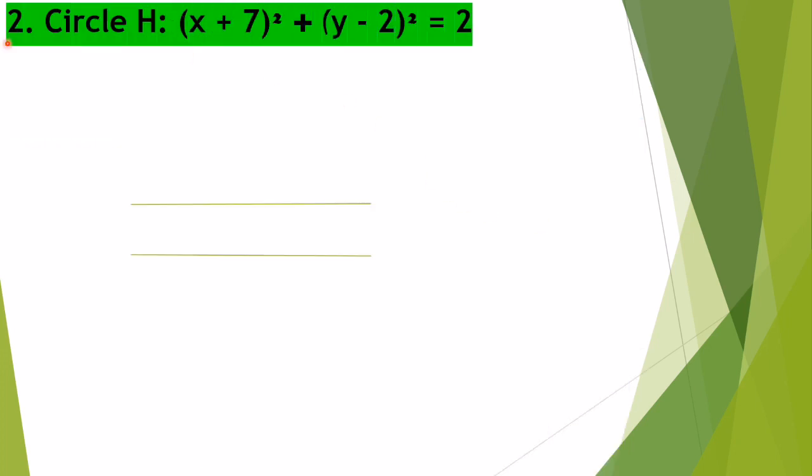Circle number 2, meron tayong circle H, which is (x + 7)² + (y - 2)² = 25.